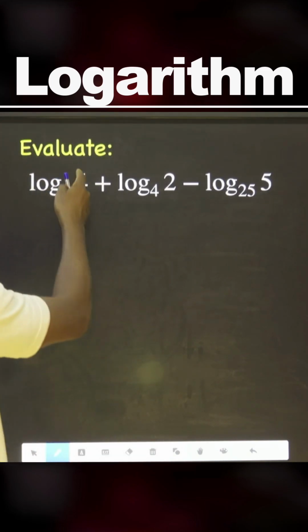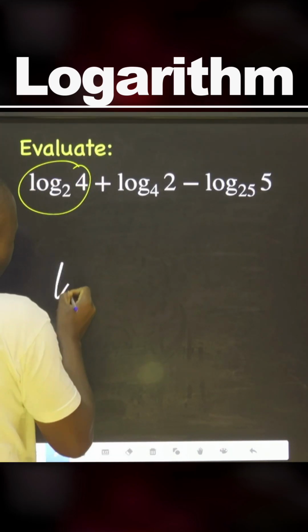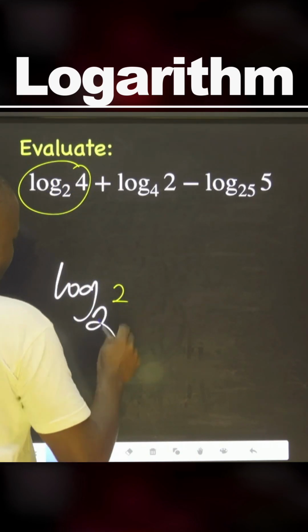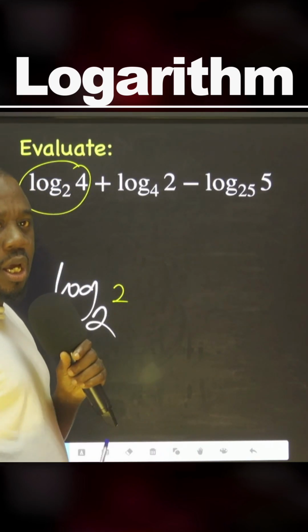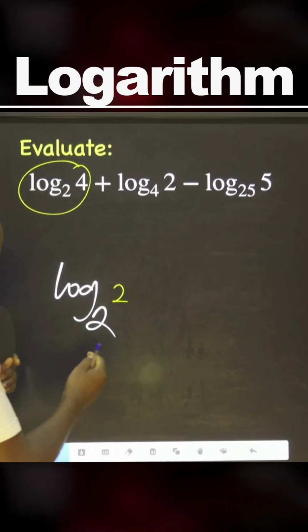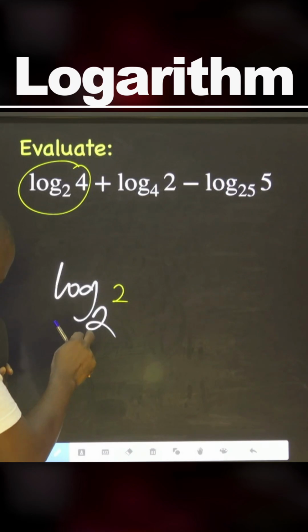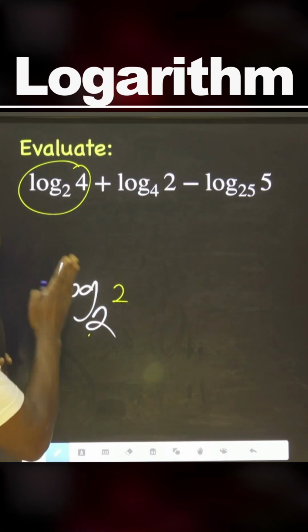Okay? So for this one, I'm going to put 2 down. Now, I want 2 here. Why do I want 2 here? I want a situation whereby I have 2. At the end of the day, this becomes 1. Because if I have the same number like this, this becomes 1.